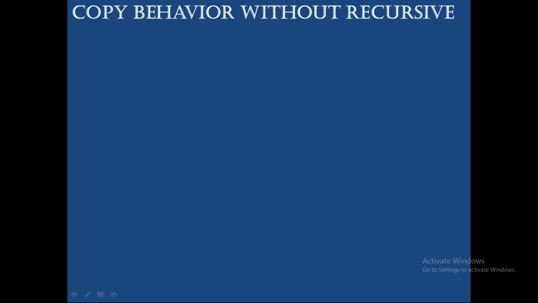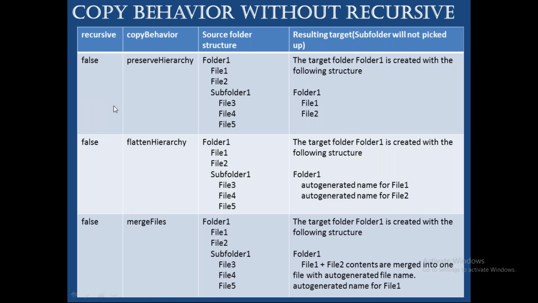Now let's go with copy behavior without recursive. So let's say recursive is false in all these cases. Let's go with preserve hierarchy. In this case, what happens? Folder 1 has file 1, file 2, and the subfolder has file 3, file 4, file 5. Now if recursive is false, you are not using recursive, and copy behavior is preserve hierarchy, then it will ignore the subfolder and consider only the root folder files, file 1 and file 2. It will copy them into your target, your sink.